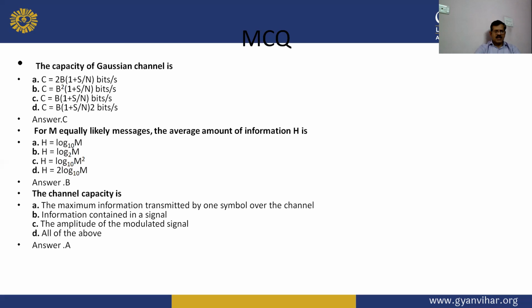And next, the channel capacity is: option A, the maximum information transmitted by one symbol over the channel; option B, information contained in a signal; option C, the amplitude of the modulated signal; option D, all of the above. So the correct answer here is option A. Channel capacity is the maximum information transmitted by one symbol over the channel.